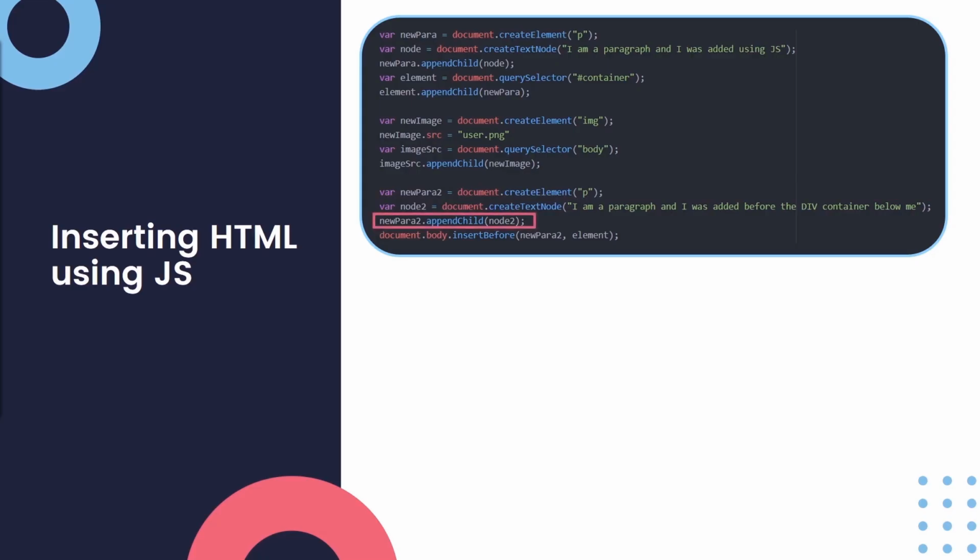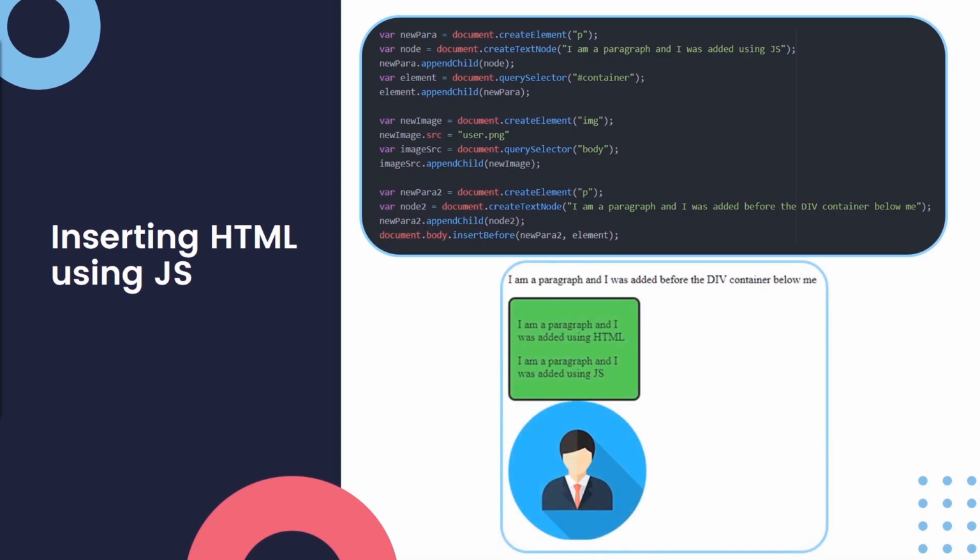We then append that node that we just created to the paragraph element we created, and then we call the document.body.insertBefore method. Now, in this case, new para 2 is the actual text that's going to come before the container, and the second parameter for this method is the element, which is the container. Okay, and this is what the output looks like. What we see here is that the paragraph we just created is not being semantically formatted as per the normal standards with HTML. We're actually placing it prior to another element.